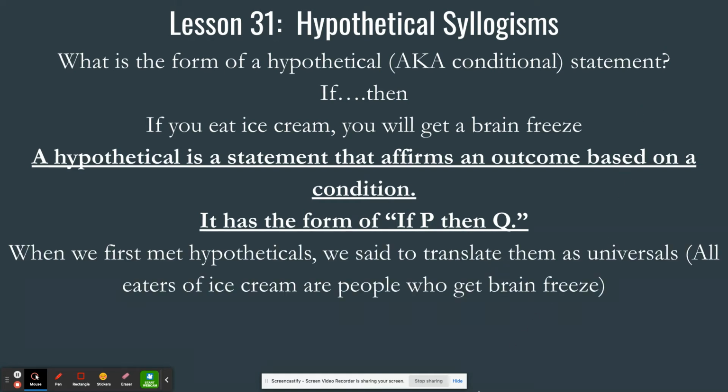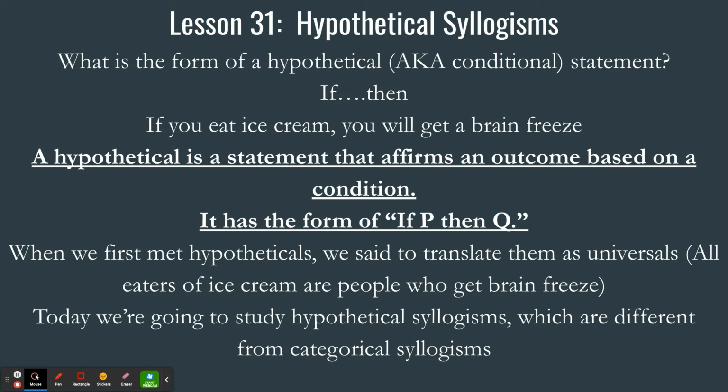So if you recall, when we first met hypotheticals long weeks ago, we said translate hypotheticals as universals. So if I gave you, if you eat ice cream, you'll get a brain freeze, you would say all eaters of ice cream are people who get brain freezes. But what we're going to meet today is something called a hypothetical syllogism. And in hypothetical syllogisms, we have different rules from categorical syllogisms. And so we're not going to translate that into categorical form. We're going to leave it as if P, then Q.